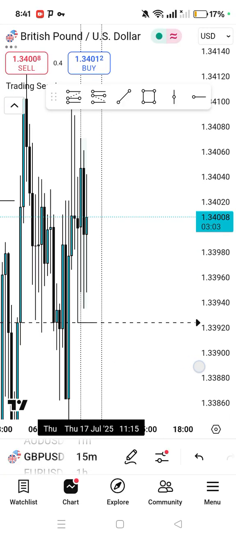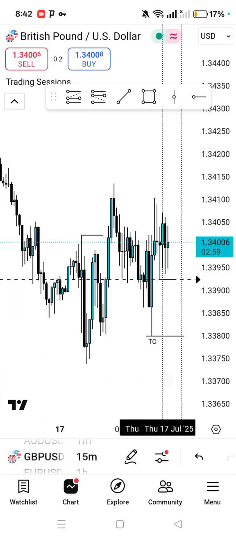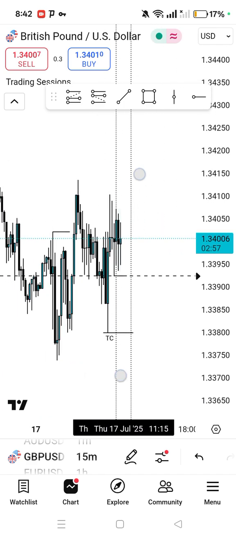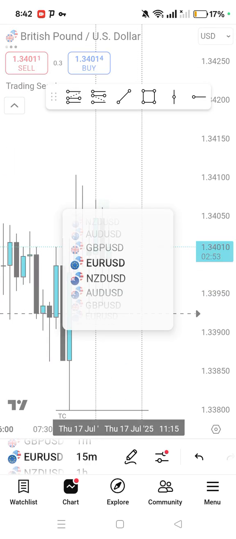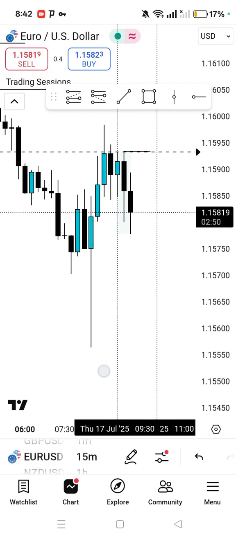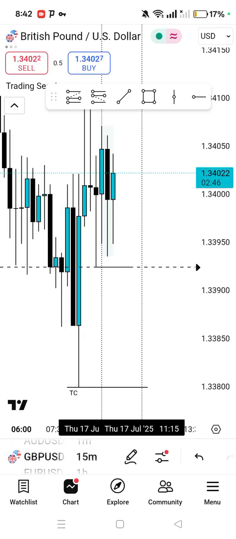GU is ugly, fam. GU is bearish. Is bullish. GU is bullish. Euro USD is bearish, but it's just not really doing much for price here.